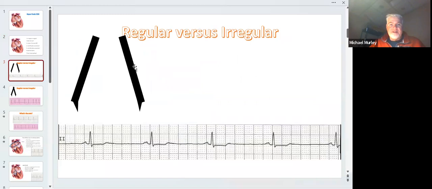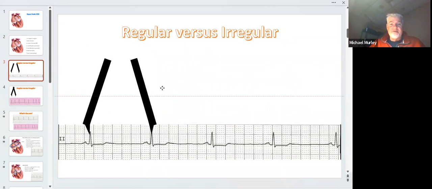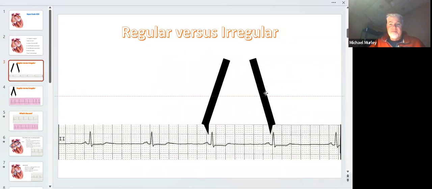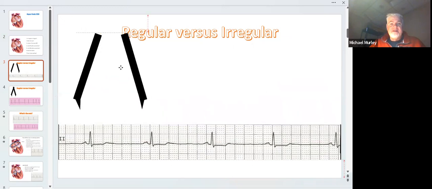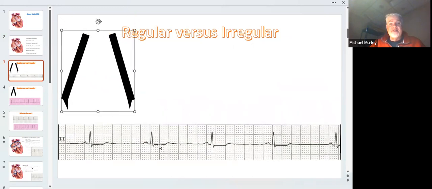We've already just looked at whether it's regular or irregular, and we can apply the rules to this one. So we said the rate here, I think it was regular, and we came up with a rate of 50. Do we have a P for every QRS? Yes, yes, yes, yes, yes. Is the PRI within normal limits? I like to do this.